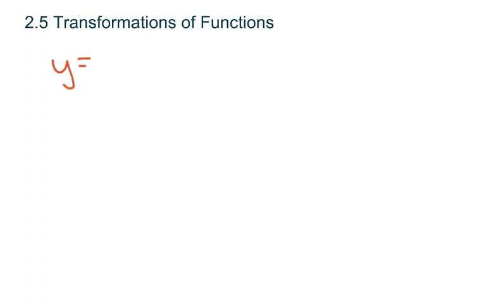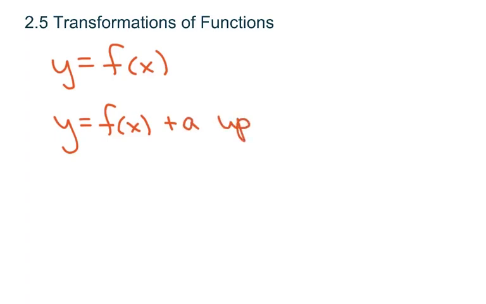If you have a general function, we'll call it y equals f of x, and you add a number to that function, you're going to move the graph up that many units. And if you subtract a number from the original function, you're going to move the graph down. This is saying that we're adding and subtracting a number from the y-coordinate of every ordered pair on the function, because the y-axis is the one that goes up and down.